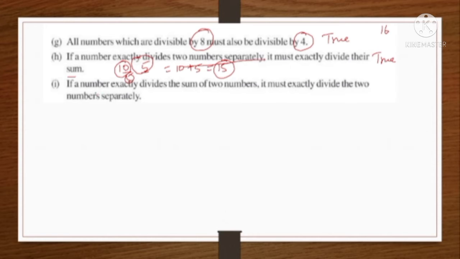The next, subdivision I. If a number exactly divides the sum of two numbers, it must exactly divide the two numbers separately. For example, consider 2 plus 4 equal to 6. 3 divides the number 6, isn't it? 3 divides 6, but 3 won't divide 2 and 4. So it is false. Is the concept clear? If a number exactly divides the sum of two numbers, it need not divide the numbers separately.